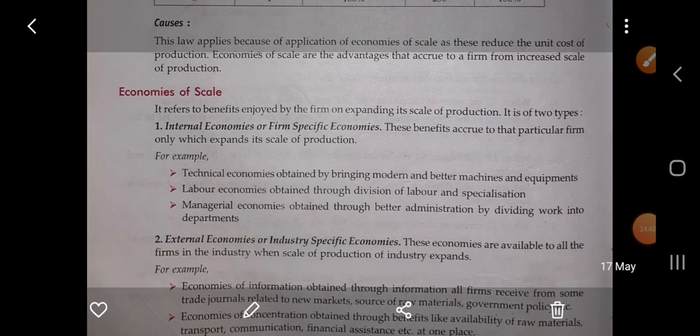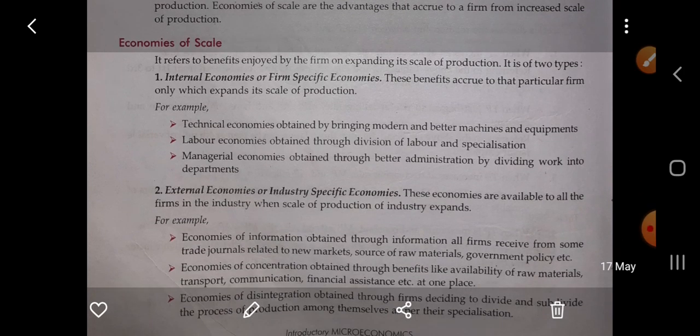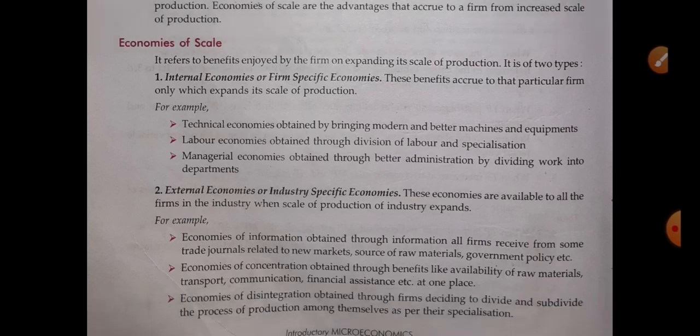Now what is economies of scale? First understand what it is. It refers to the benefit enjoyed by the firm on expanding its scale of operation. As we already studied, it is simply a benefit which is attained by any producer by expanding its scale of operation. Okay, so it is called economies of scale. It is of two types. The first one is internal economies, and the second one is external economies.